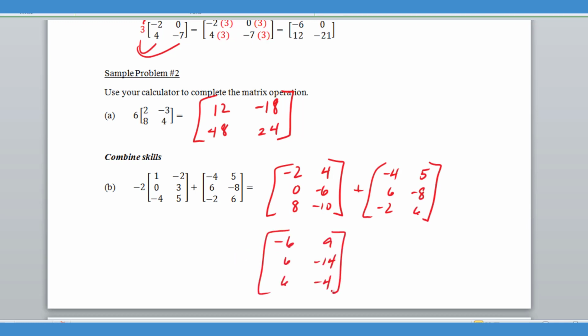Now, if you did all this in your calculator, that's absolutely fine. Just make sure you understand the principles behind why it works and how it works, just in case you get in a situation where you're not being allowed to use your calculator.